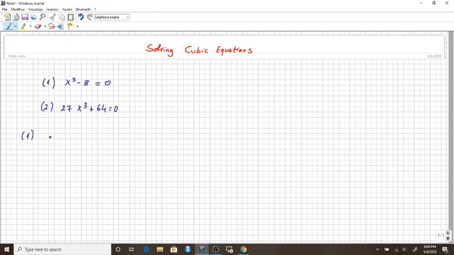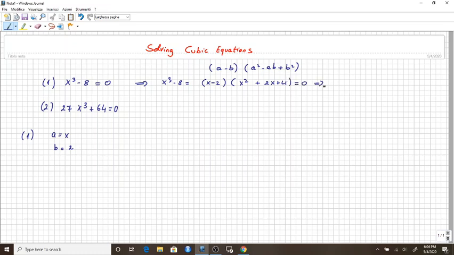I'm going to use the difference of cubes formula. So a will be equal to x, and b will be equal to 2. From the formula we get that x cubed minus 8, if you remember the formula, I'm going to write here, a cubed minus b cubed is a minus b times a squared plus ab plus b squared, which in this case becomes x minus 2 times x squared plus 2x plus 4, and then equal to 0.